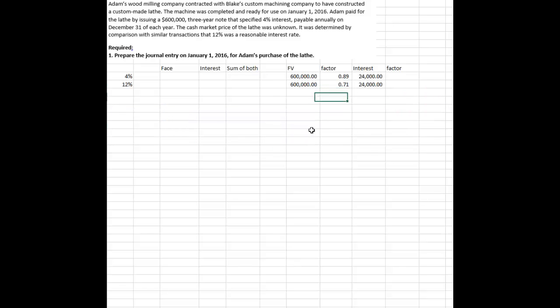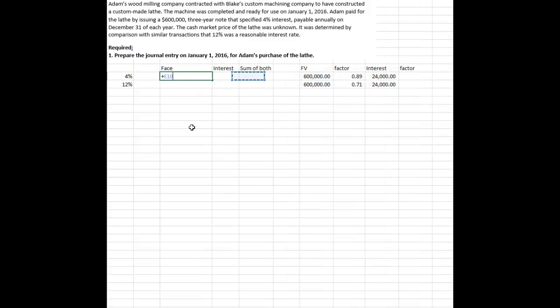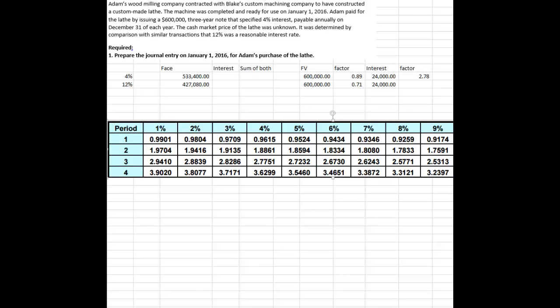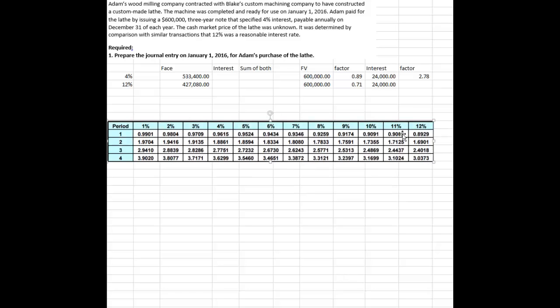Okay, and that's significant because the present value of the face amount at 4%, sorry, is 533. Now if I do the same thing for the 12%, you can see it's significantly lower. Let's do the same thing for the interest payments. The present value of using 4% as my discount rate at 3 payments, 2.7751. And if I use 12%, the factor is 2.4018.